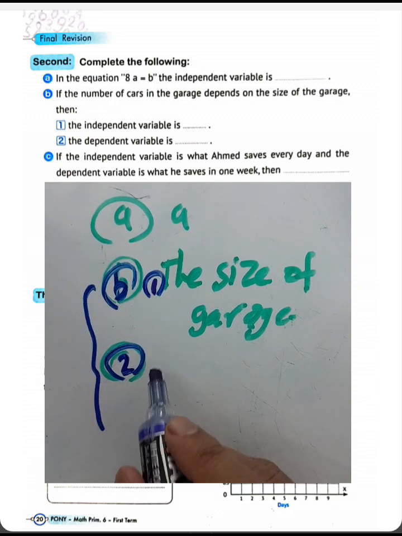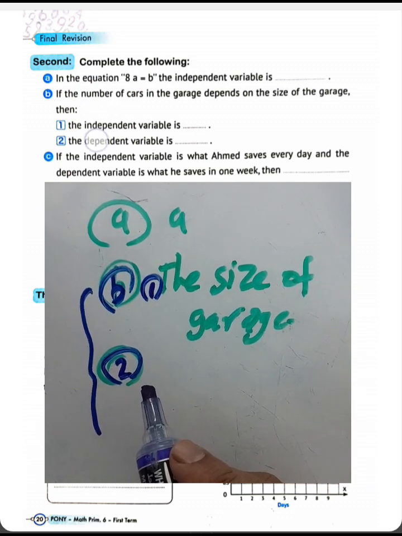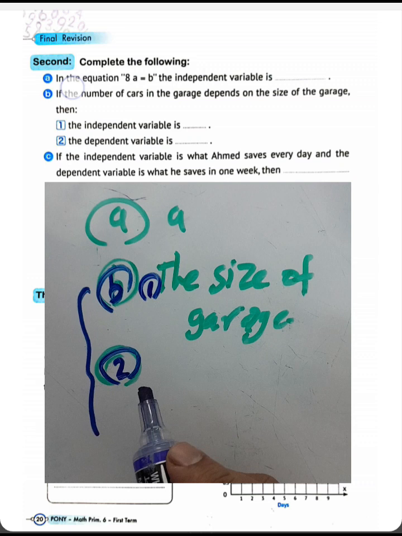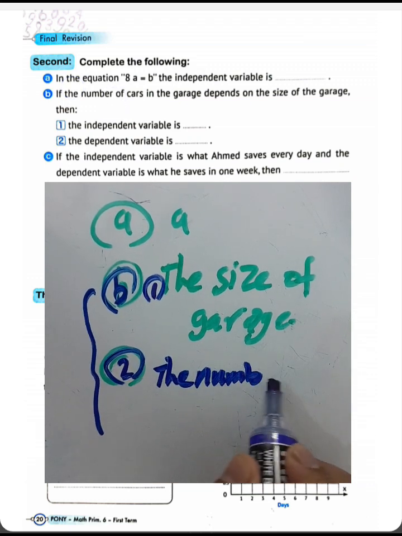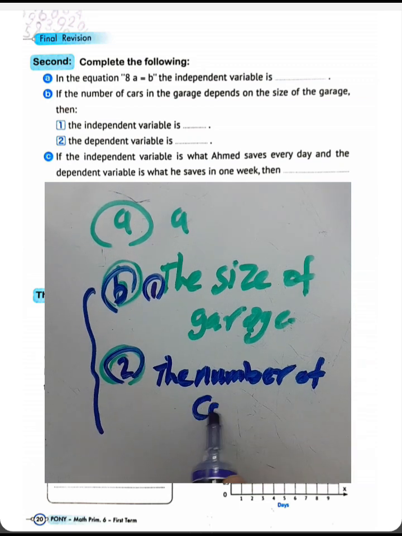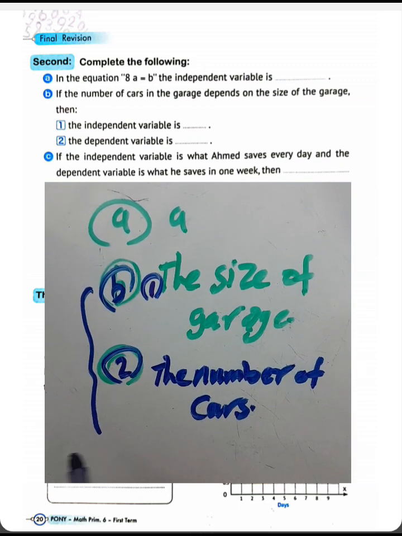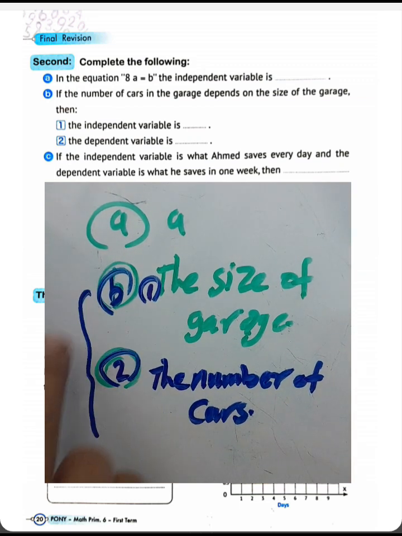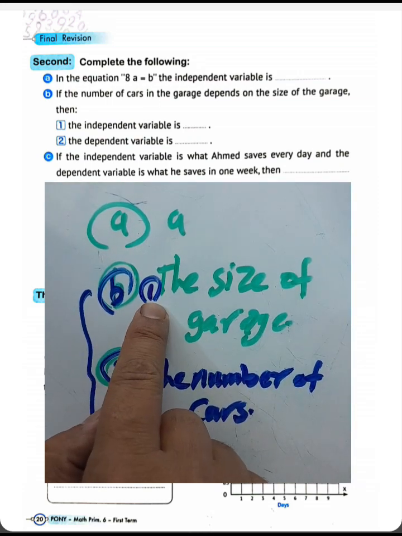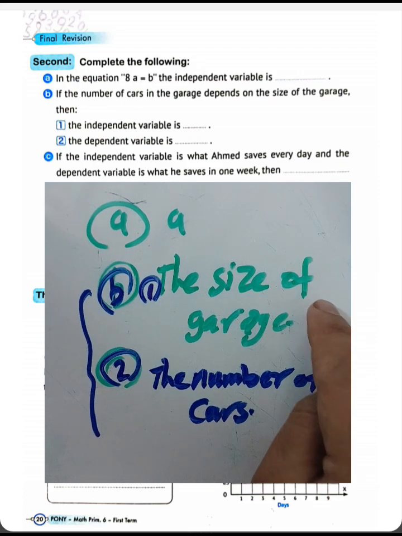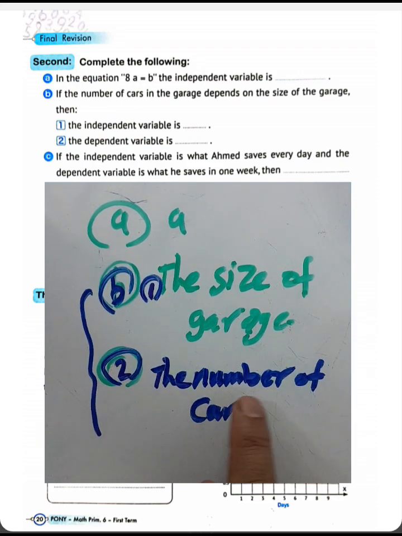Okay, then what do we find here? The dependent variable. The dependent variable will be the number of cars. It was question E, letter A and letter B, the result 1. The size of the garage was the independent variable, and the dependent variable will be the number of cars.